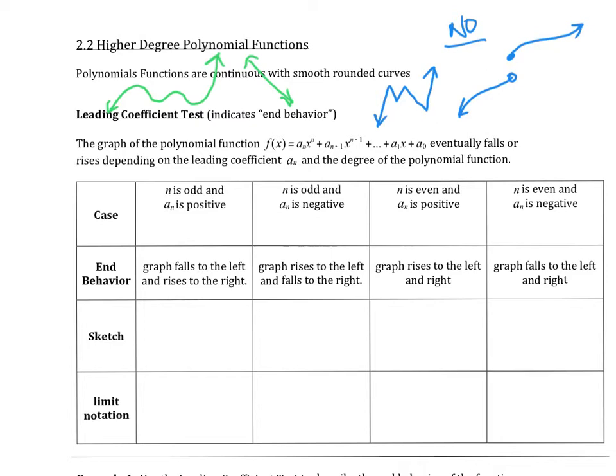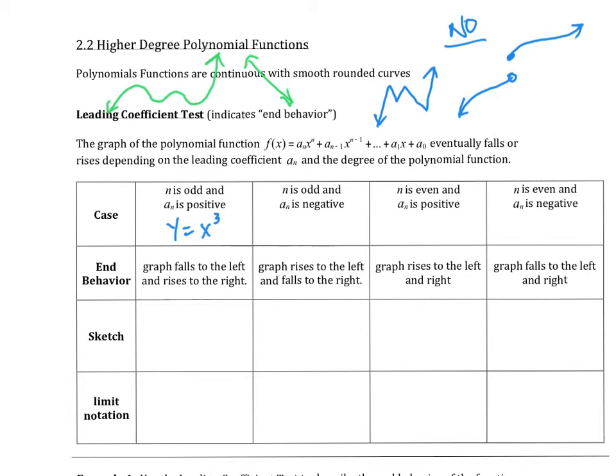Okay, so the first test they show you about is the leading coefficient test, which indicates the end behavior. So as x approaches infinity and negative infinity, what do the y values of the graph do? Okay, so case one is n is odd, a_n is positive. For example, n is the degree. So the most basic case of this is maybe y equals x to the third. It could also be y equals x because that has an odd exponent or an odd degree, and the coefficient of the leading term is positive.